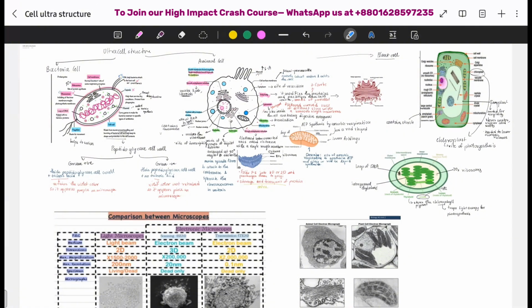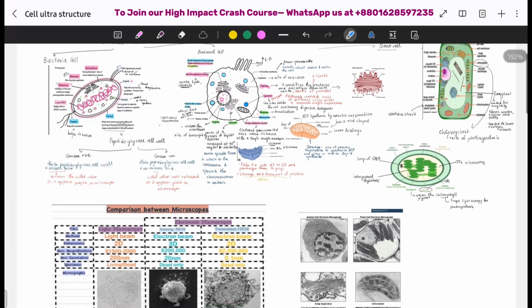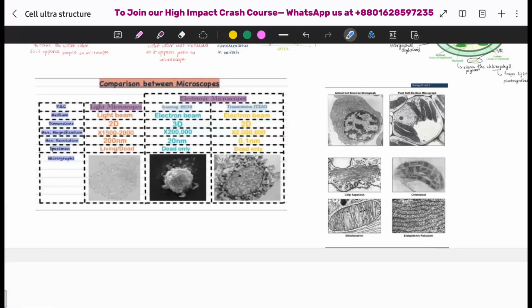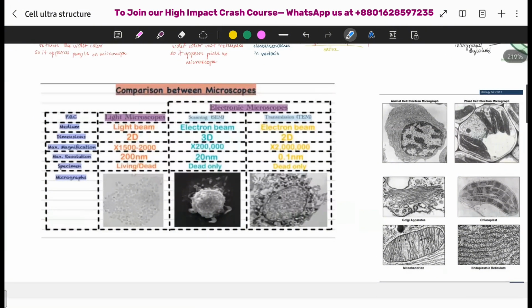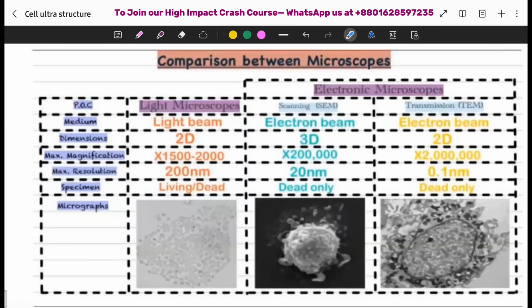Okay, so comparison between microscopes. We know there are two types of microscope, light microscope and electron microscope, and within electron microscope there are again two types, scanning and transmission. Scanning electron microscope, SEM, and transmission electron microscope, TEM. The medium is different. For light microscope, it's light. For electron microscope, it's electron. That's how we get the names for electron microscope and light microscope, because the medium is different.